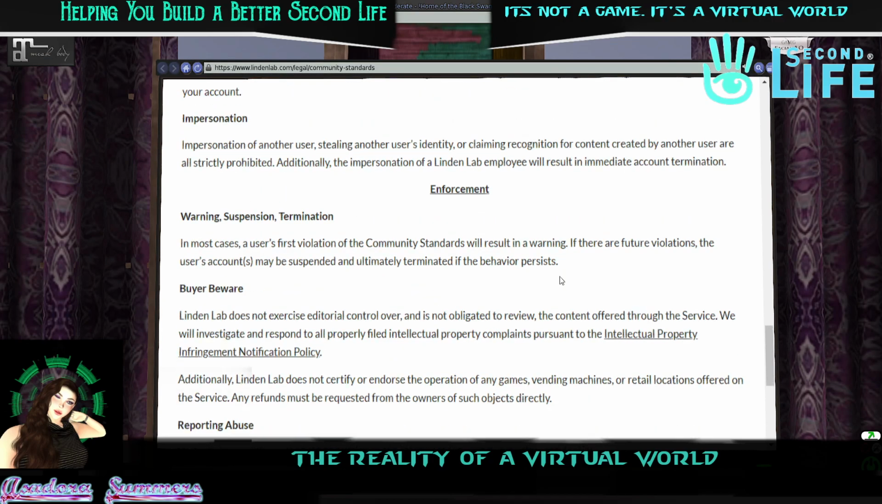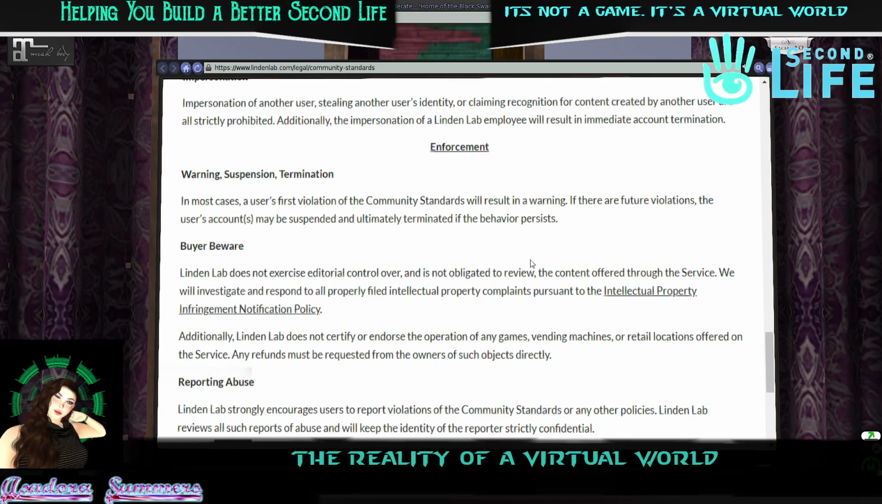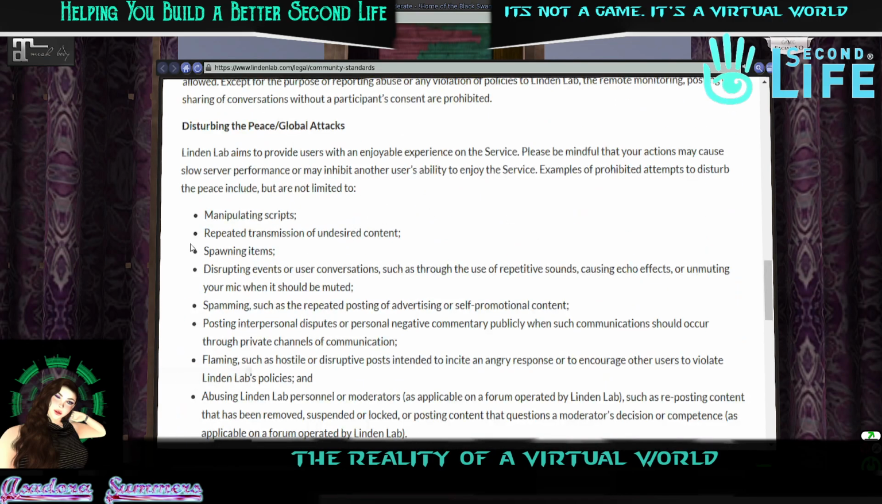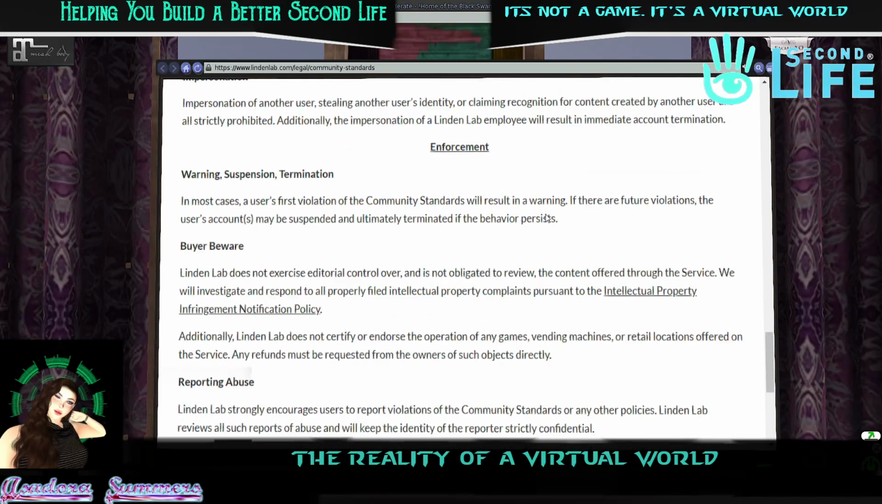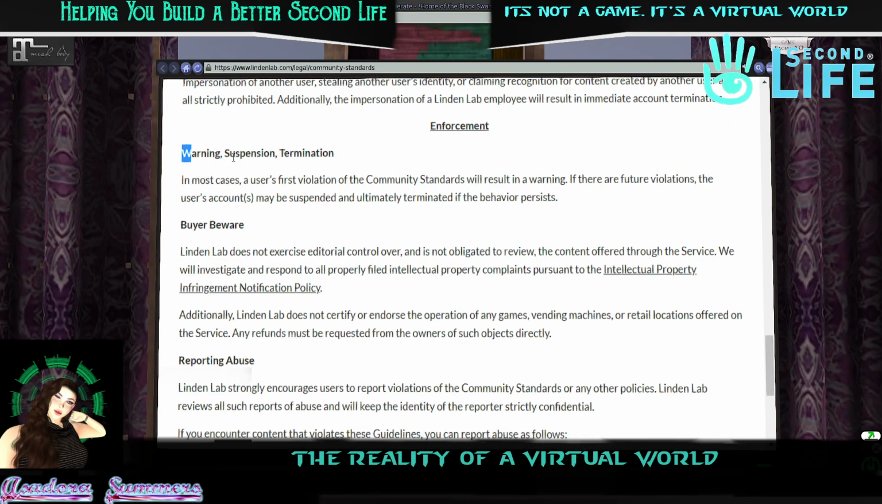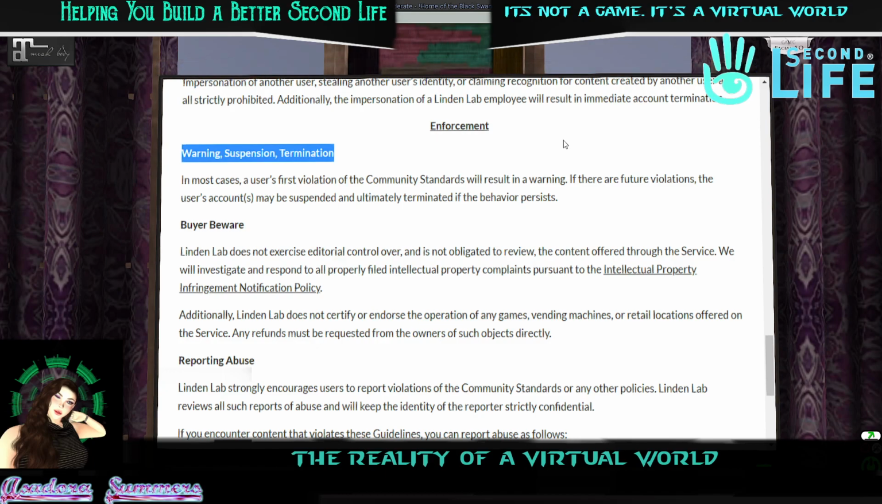Okay. Now, enforcement. What happens to you if these above things happen? Warning, suspension, and termination. In most cases, a user's first violation of the community standards will result in a warning. If there are future violations, the user's account may be suspended and ultimately terminated if the behavior persists.